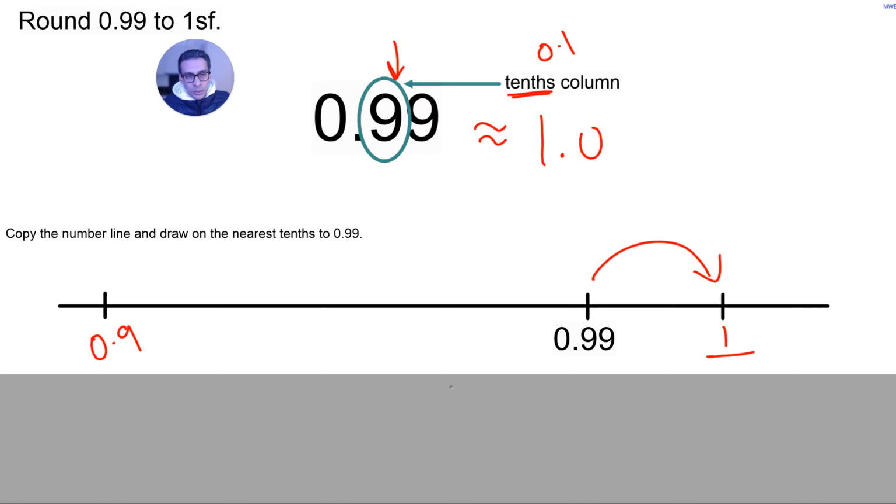Now, we don't need to write 0.0 here because it doesn't change the number. That 0 is not significant, so we don't need that. We could have put lots and lots of zeros here, but that would have been wrong. And even in an exam, if you put 1.0, that would actually be wrong because that 0 makes it wrong. So one significant figure means, in this case, it's just going to be 1.